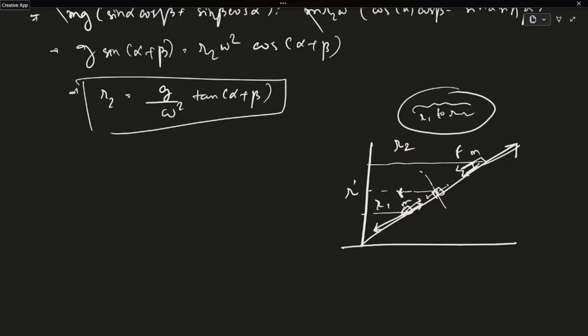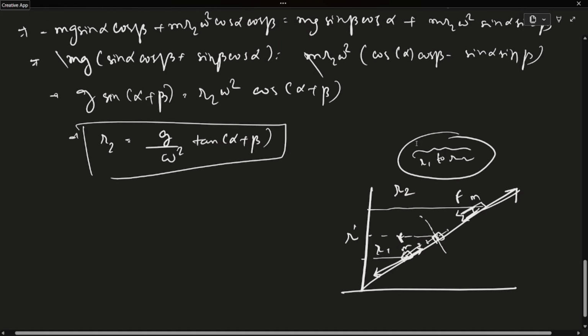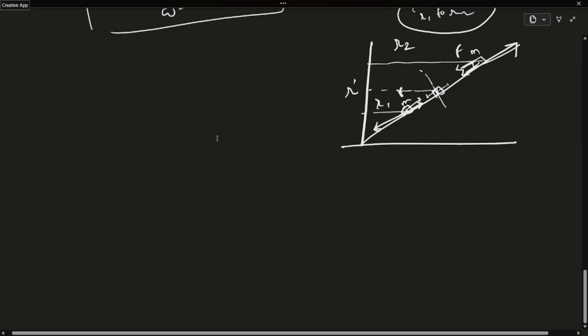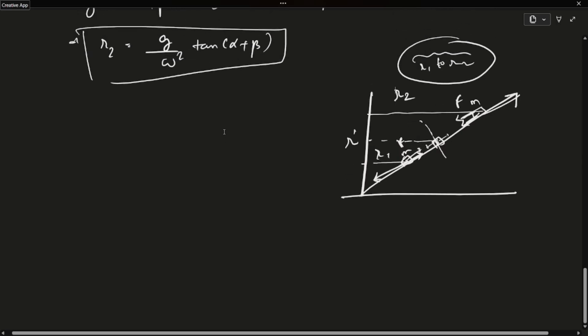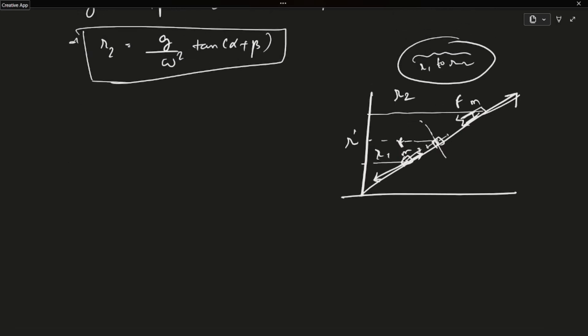From R1 to R2, the block is going to be at rest in the frame of reference of the rod. So it will be in rest from R1 to R2. But there are two cases: alpha can be greater than beta, or alpha can be less than or equal to beta.